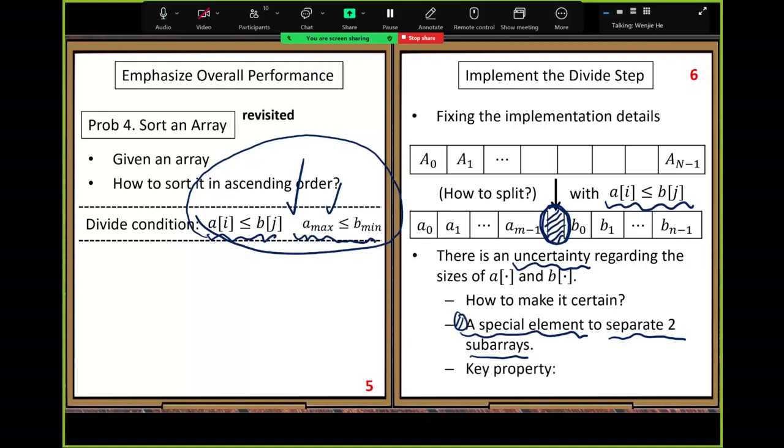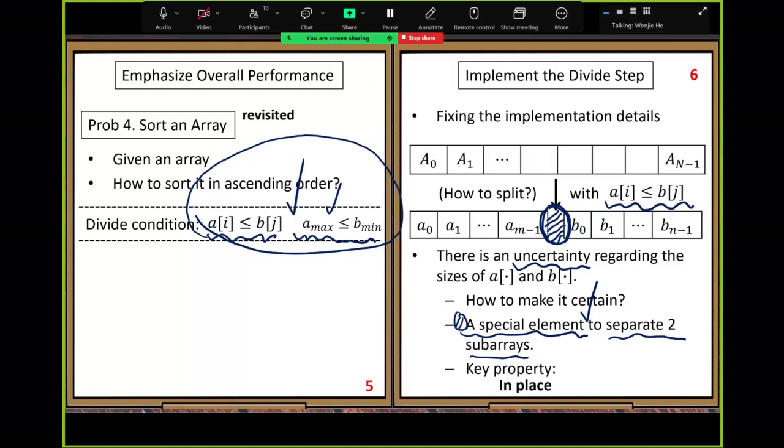So here I want to emphasize this special element is extremely important because we use it as the separator of two subarrays. Very important. So we want to give a special name, a special concept, to this very important separator element.